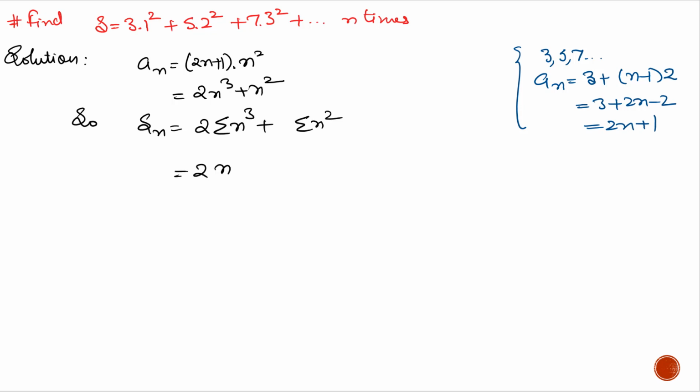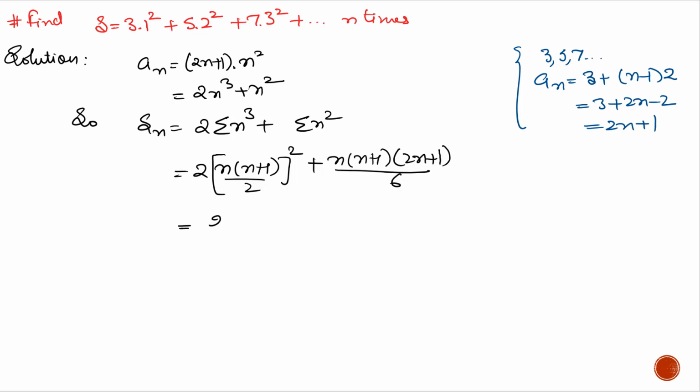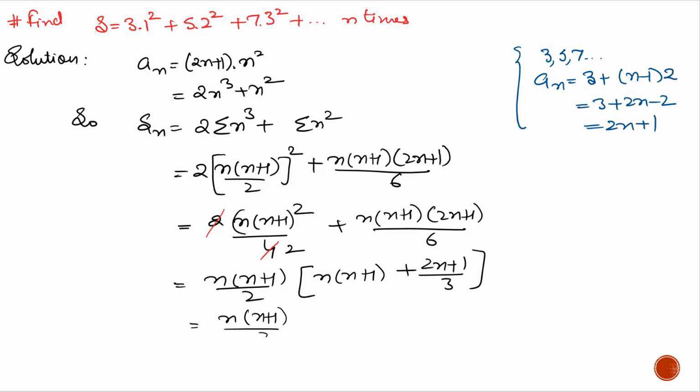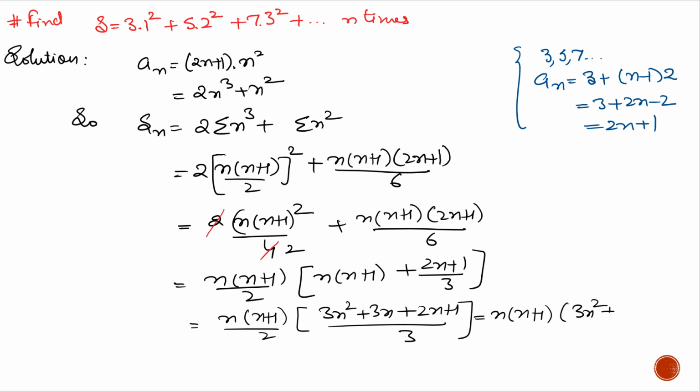The formula for the summation of cubes of the first n natural numbers is n into n plus 1 upon 2 whole square, and the formula for the summation of squares of the first n natural numbers is n into n plus 1, 2n plus 1 upon 6. After further simplification and taking n into n plus 1 upon 2 common, we will get in bracket n into n plus 1 plus 2n plus 1 upon 3. If we further simplify, we will get the answer n into n plus 1 into 3n square plus 5n plus 1 whole divided by 6.